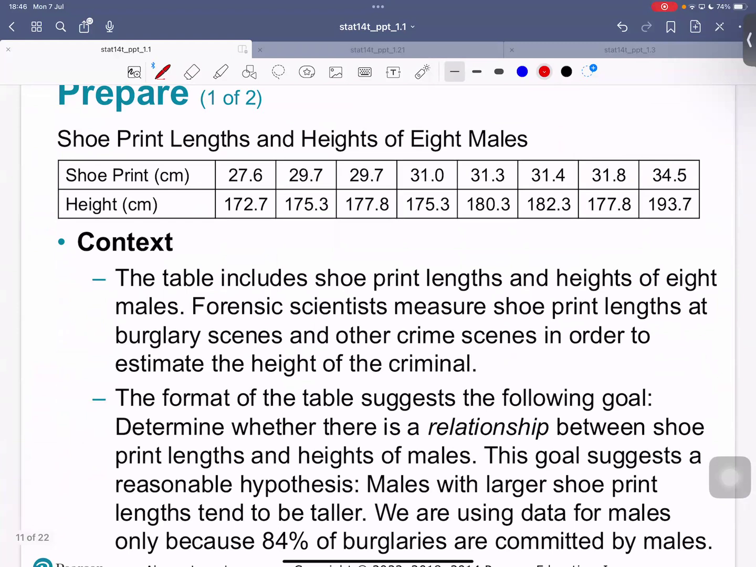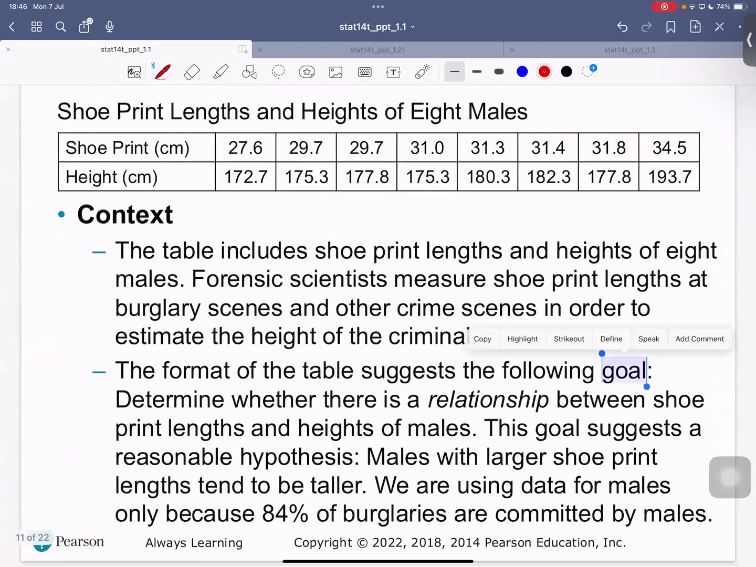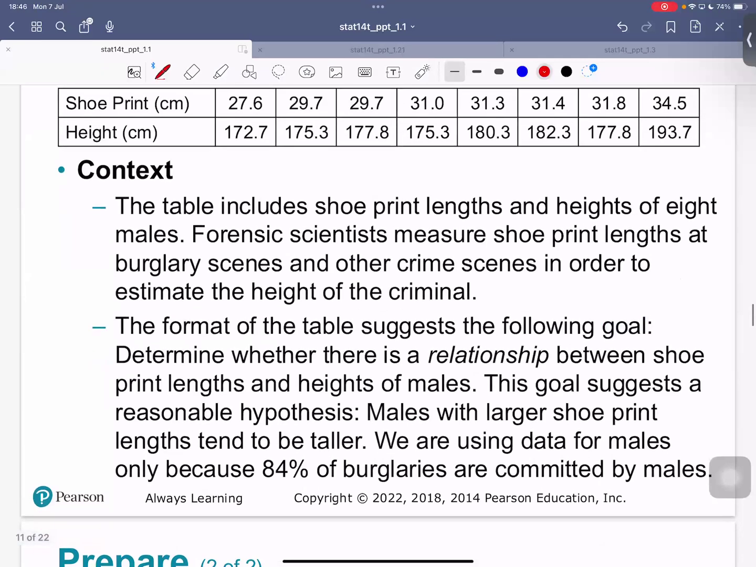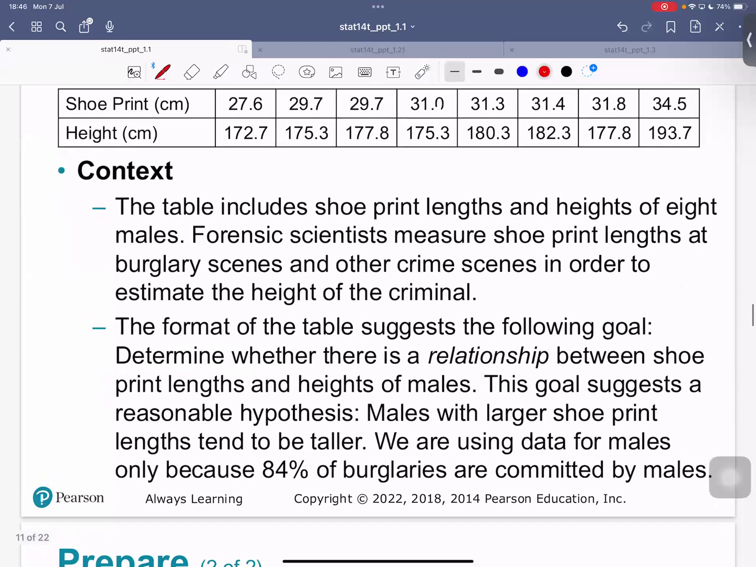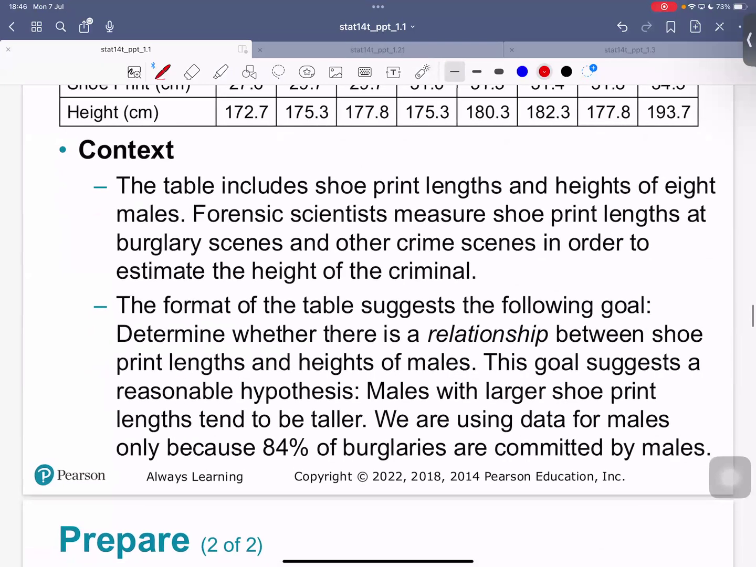Shoe print length and height of 8 males. In this case, we have prints in centimeters, height in centimeters as well. Context: the table includes shoe print length and height of 8 males. Let's see. In this case, we need to measure the shoe print length at crime scenes and other crime scenes in order to estimate the height of the criminal.